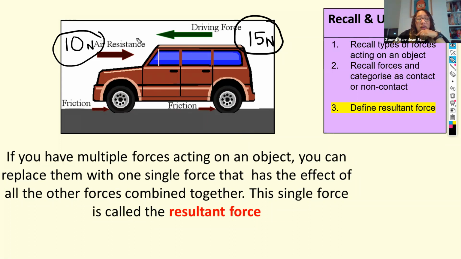Which force is going to have the greatest effect? You already know it's that driving force. And thinking about here, you can replace them with one single force that has the effect of all the other forces combined together. What do you think the value of that force might be?